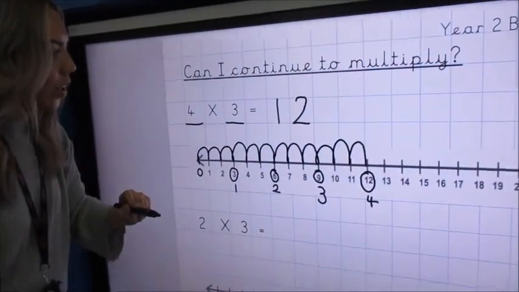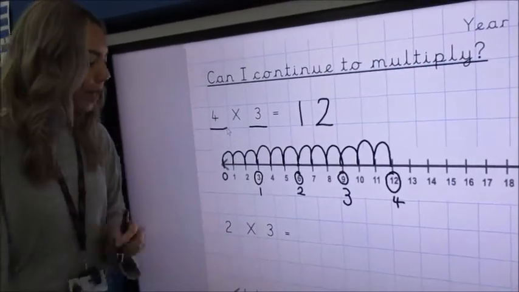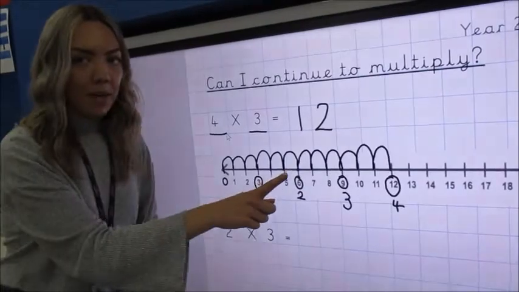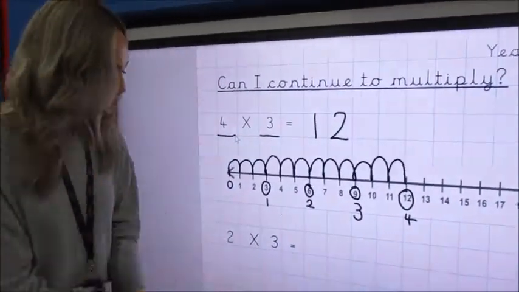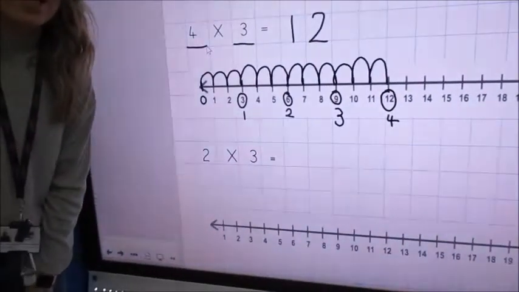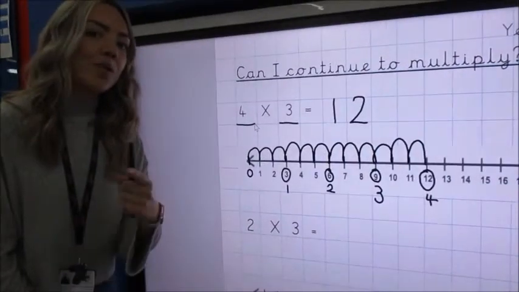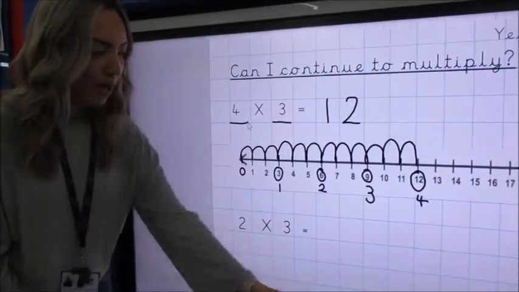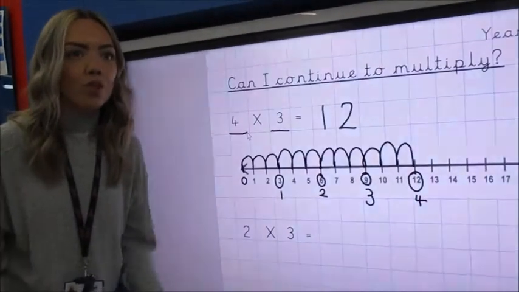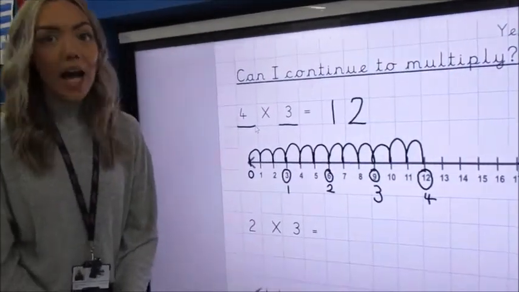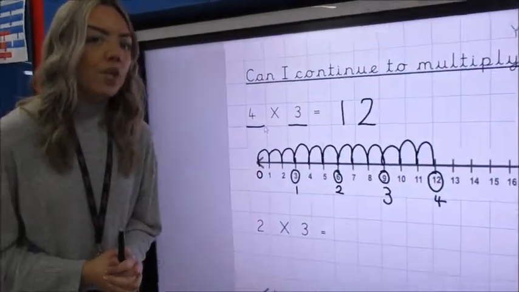Excellent work. Now this is tricky because you have to not only remember how many jumps you need to make, but how many in each jump. So there's lots and lots of tricky thinking. So I've done another one for you here that I'd like you to work out at home, and then you could even have a go on your 100 square using a bigger number, because you will run out of space if you only go to 20. So if you're going to challenge yourself and do something like 6 times 4, you will need your 100 square. So give it a good go.